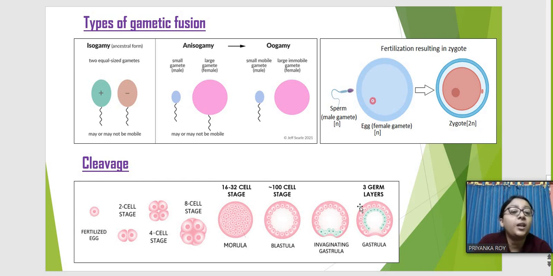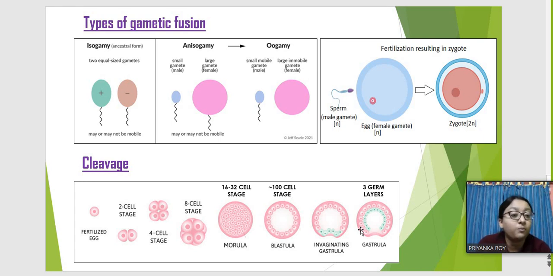Cleavage is the series of cell divisions that occur to form a multicellular organism from a single diploid cell, which is the zygote. The fertilized egg is the zygote. It first breaks down into the 2-cell stage, then the 4-cell stage, and then the 8-cell stage, and moving on to the 16 to 32-cell stage, where it is called a morula. Next comes the around 100-cell stage, where it is called a blastula. Then comes the invaginating gastrula and the gastrula, where 3 different layers of cells are formed, which are called germinal layers: ectoderm, mesoderm and endoderm.